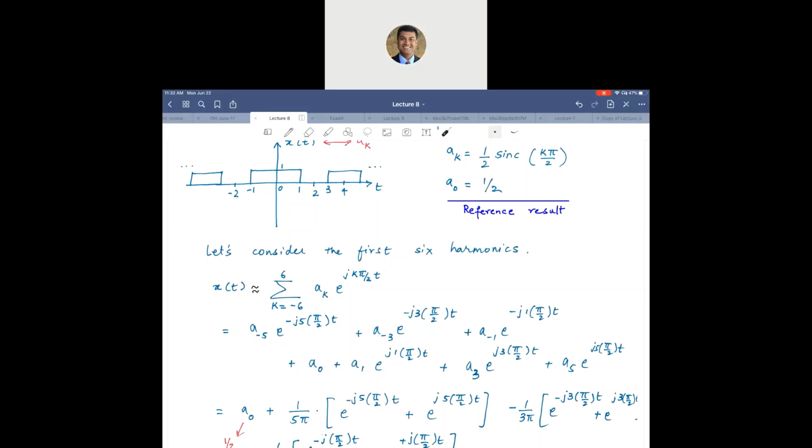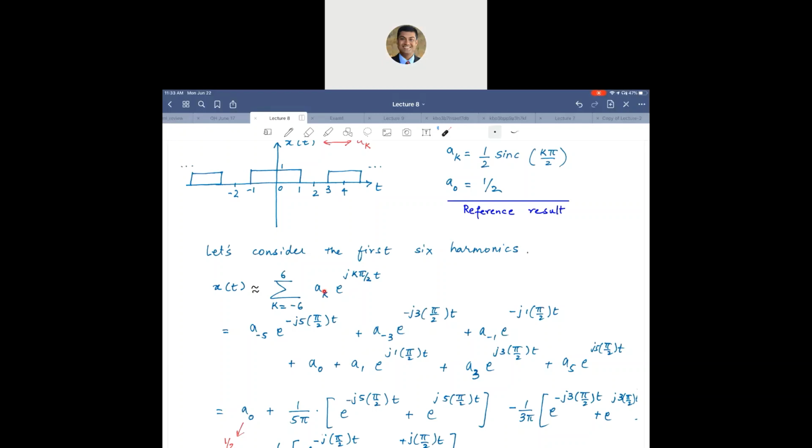Let's consider the first 6 harmonics. We have x of t over here written as a summation. In this case, we are only looking at the first 6 harmonics, so we are going from -6 to 6, and this is an approximation, so we used an approximation sign, a sub k e to the jk pi over 2 t. We know that we can express x of t as a summation in this form. That's our exponential Fourier series.